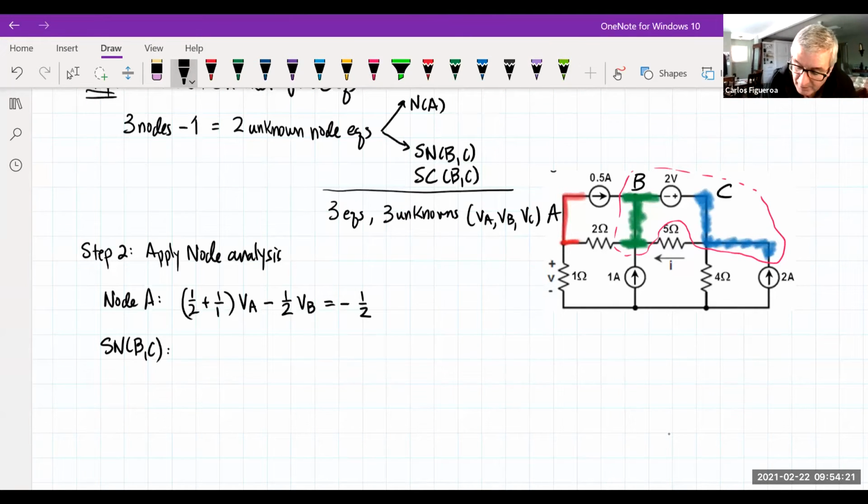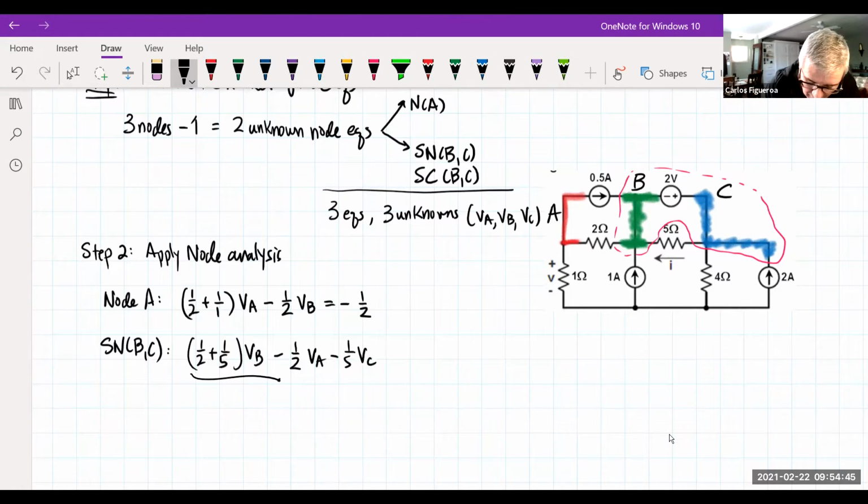So here we go. I look at B, I see that there's two resistors connected. So it's going to be 1/2 plus 1/5 connected to B. Are there any mutuals to B? The answer is yes. There's a 2 and a 5 connected to A and C. So then I'm going to come over here and I'm going to write 1/2 VA minus 1/5 VC. So now I have everything for node B.